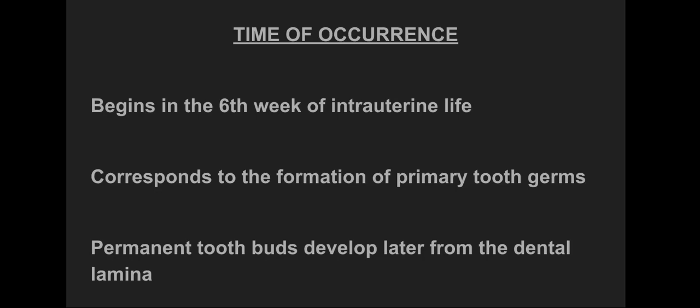Time of occurrence: it mainly begins in the sixth week of intrauterine life, corresponding to the formation of the primary tooth germ. The permanent tooth buds develop later from the dental lamina.